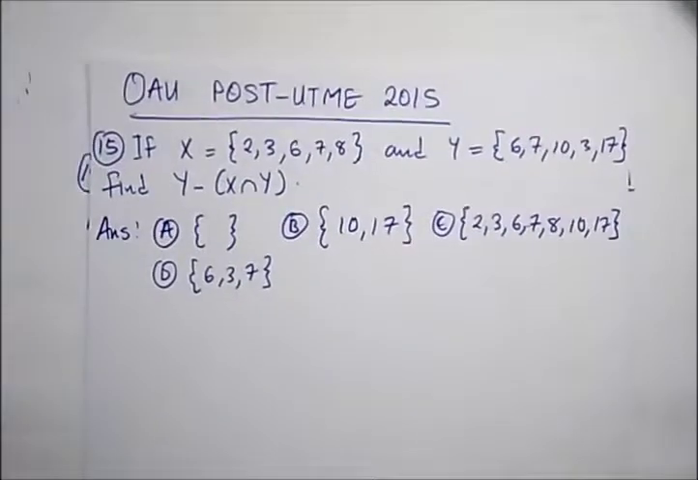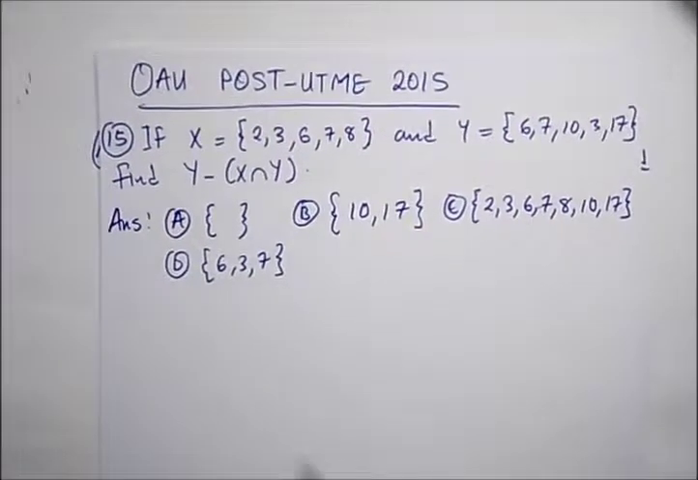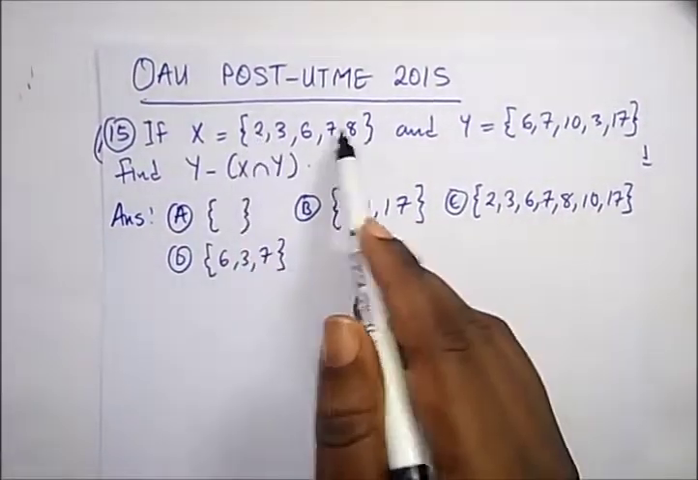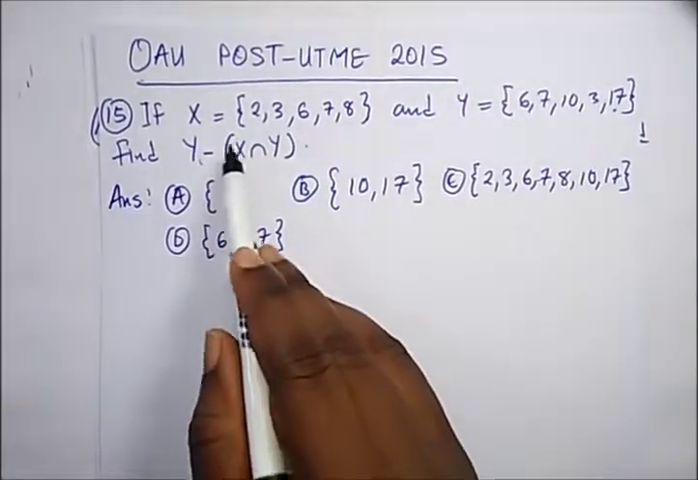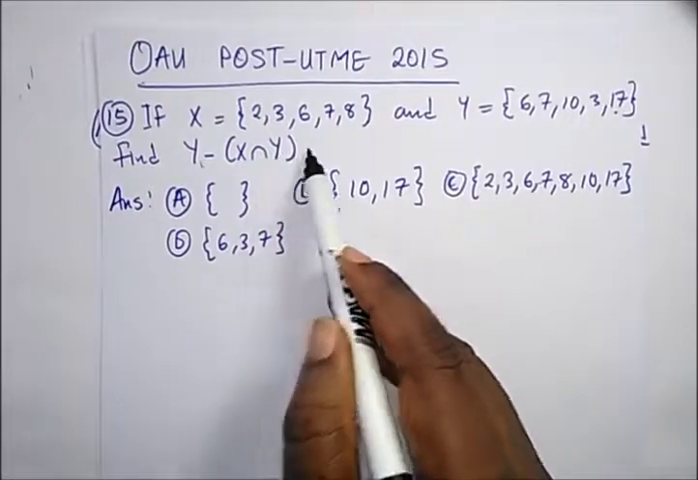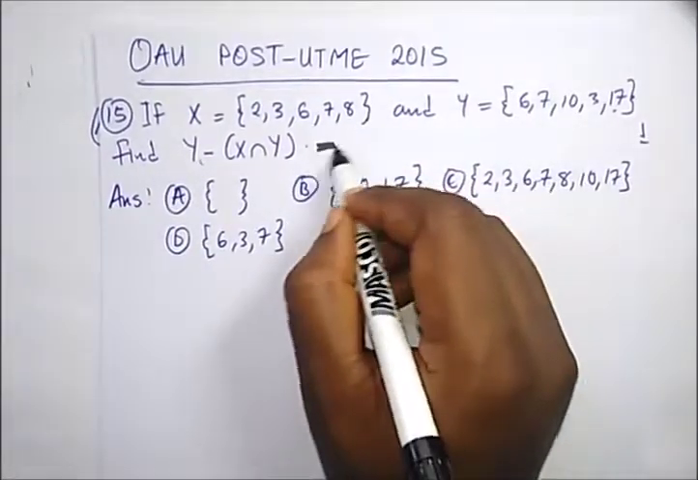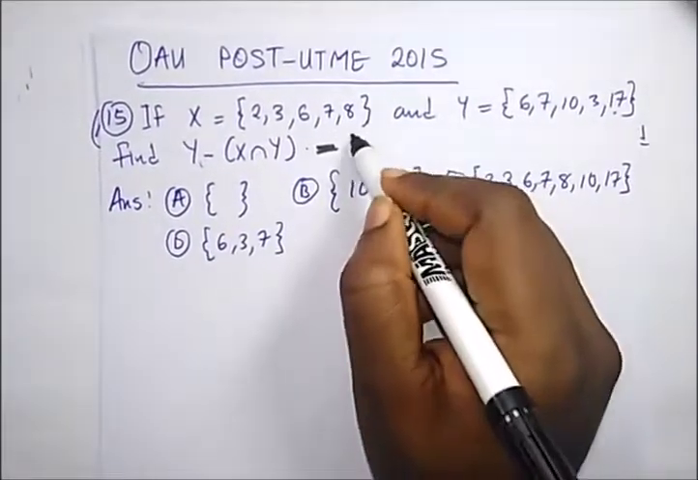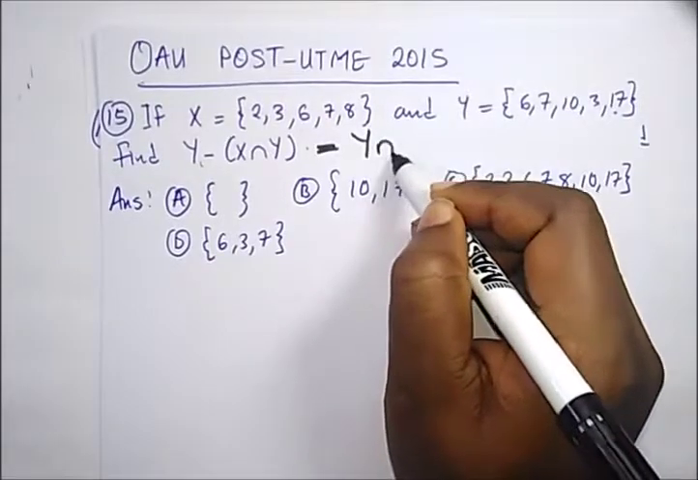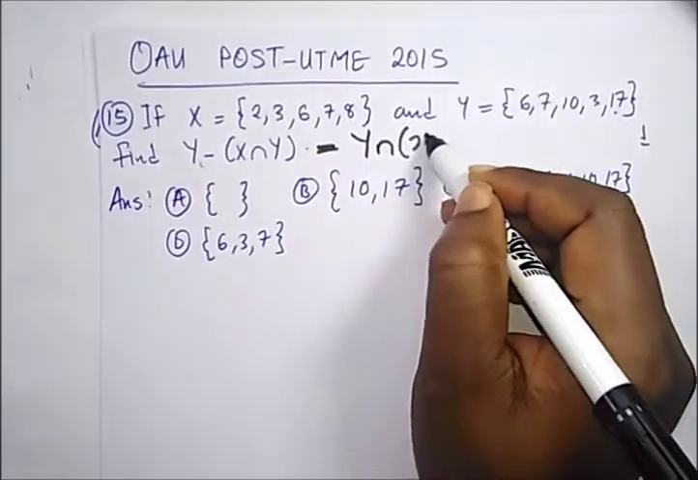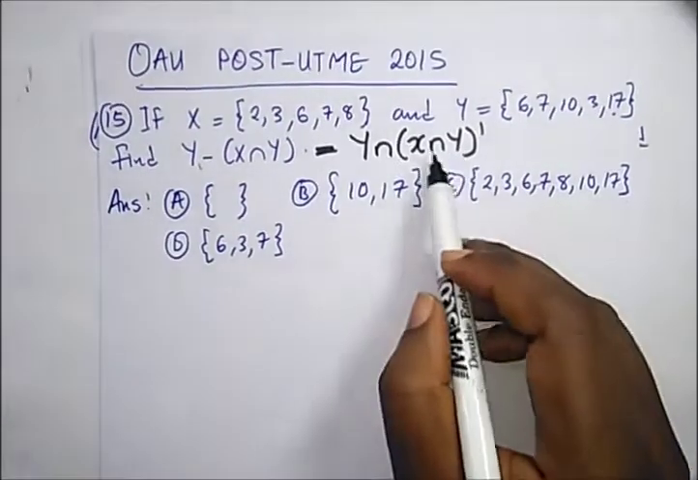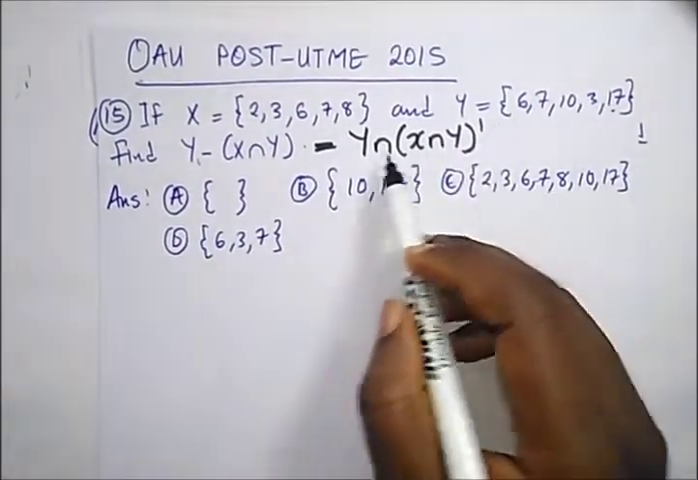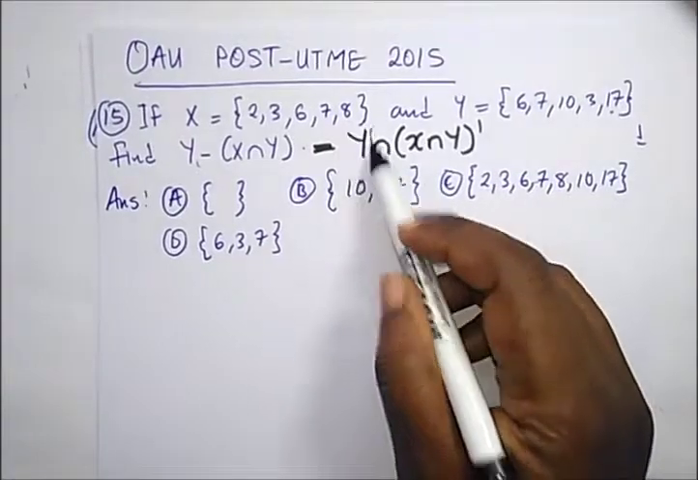Our next question says, if a set x is this and y is this, find y minus x intersection y. So this in set is what? Y intersect x intersect y prime. Okay, so we're going to look for x intersection y prime and intersect it with y.